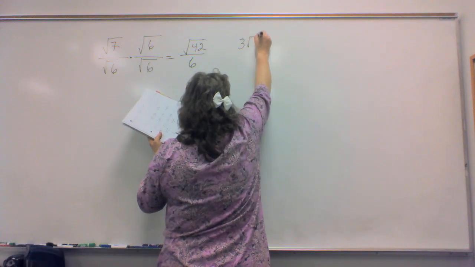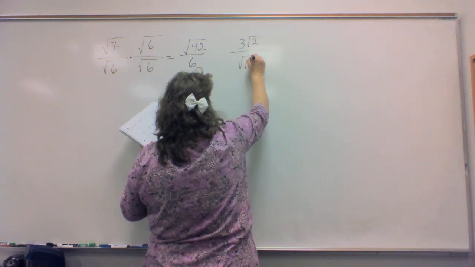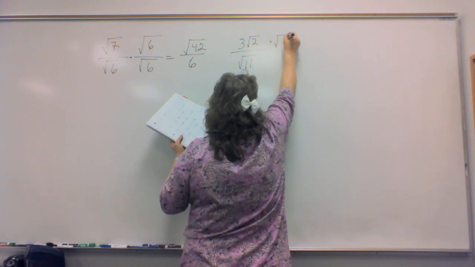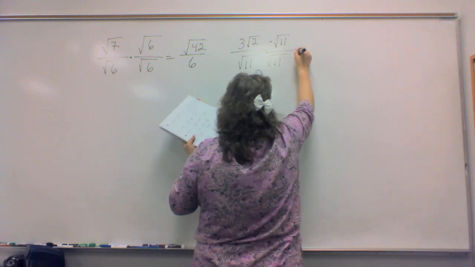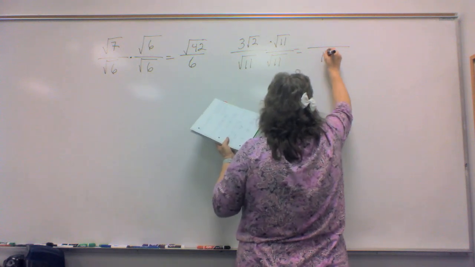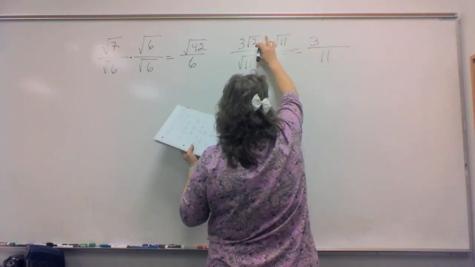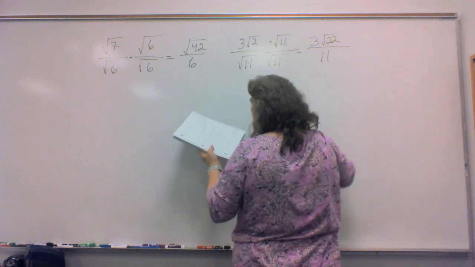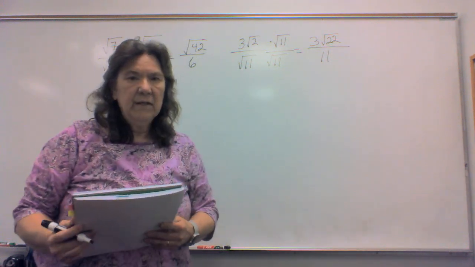Okay? Let's look at another one. 3 square root of 2 over square root of 11. Again, multiply top and bottom by that square root of 11. That is going to give me 11 in the denominator, 3 square root of 2 times 11 gives you square root of 22. And that does not simplify any more than that. It is finished.